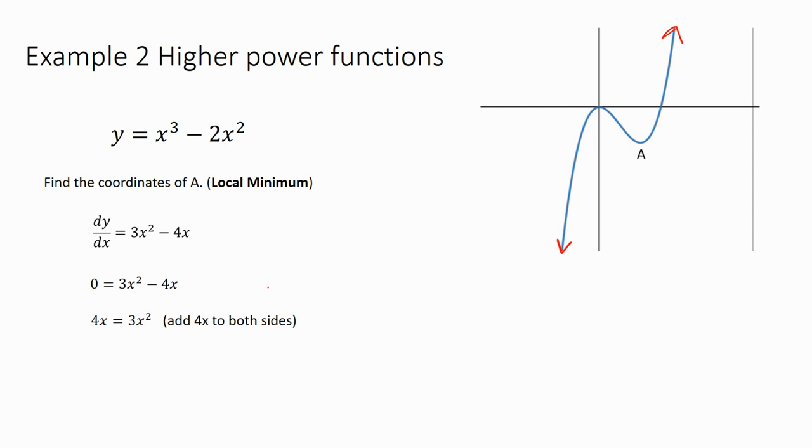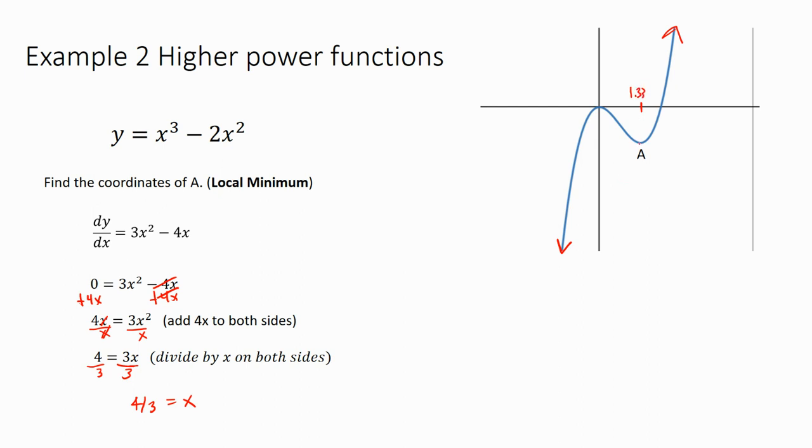We could add 4x to both sides like this and cancel it out here. And now this next step's a little bit tricky. Divide both sides by x. If you divide by x, this x completely cancels out. This one, there's still one left here. And then divide both sides by 3, and that will be the x coordinate of A. So this point has an x coordinate of about 1.33.